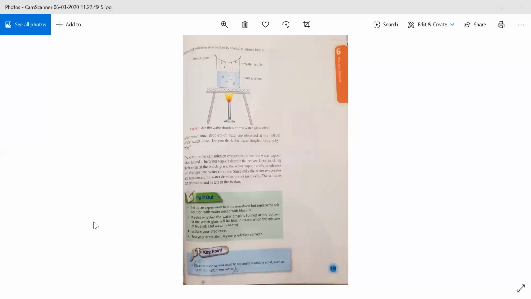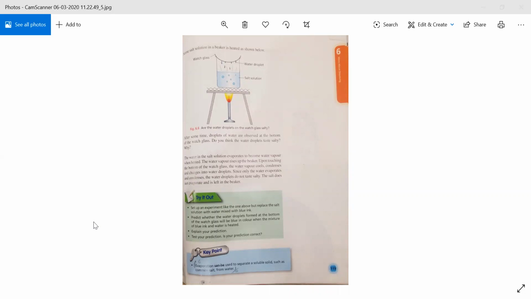Why? The water in the salt solution evaporates to become water vapor when heated. The water vapor rises up the beaker upon touching the bottom of the watch glass. The water vapor cools, condenses, and changes into water droplets. Since only the water evaporates and condenses, the water droplets do not taste salty.